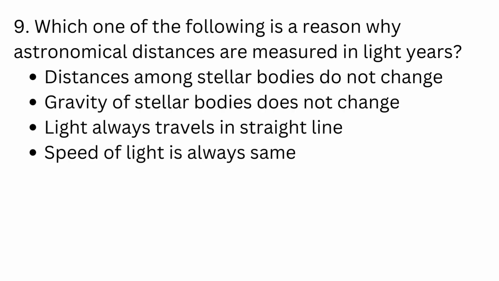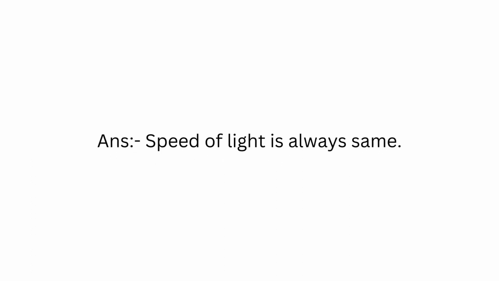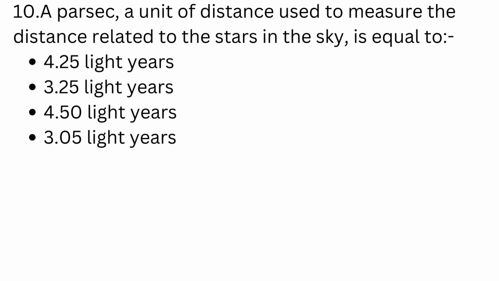Next question is, which one of the following is a reason why astronomical distances are measured in light years? And the options are distances among stellar bodies does not change, gravity of stellar bodies does not change, third option is light always travels in a straight line, and the fourth option is speed of light is always same, and the answer is speed of light is always same.